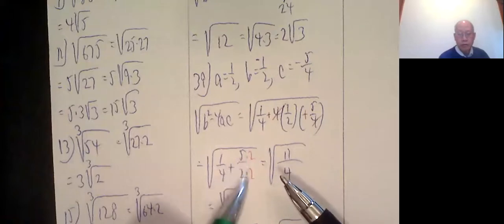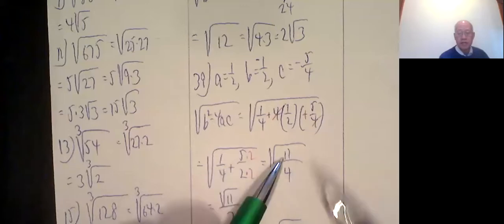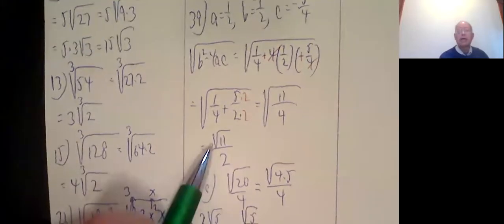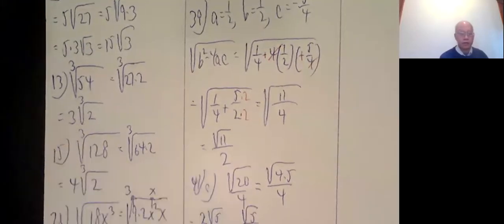Common denominator is 4. Multiply this by 2 over 2. So I have a denominator 4. 1 plus 10 is 11. Square root of 11 over 4. Square root of 4 comes outside as a 2. Can't do anything with that, so leave it radical 11 over 2.